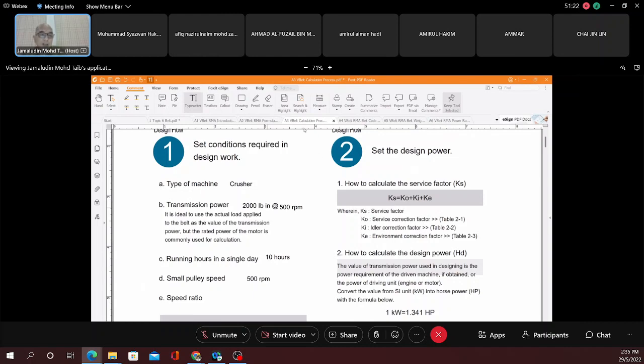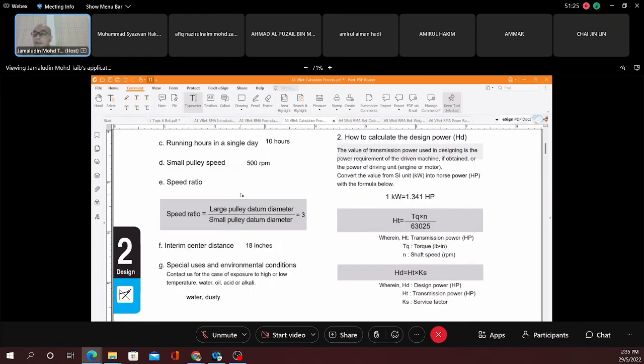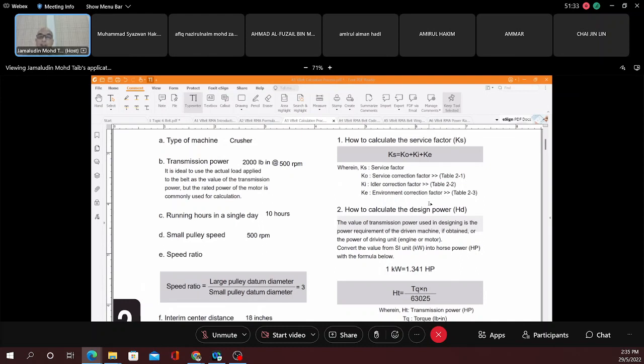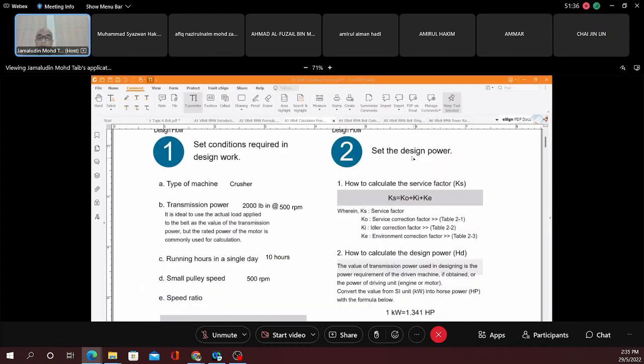What I'm going to do is just take the information from the question on the environment or whatever you have. Right now, next is step number 2, set the design power. How to calculate the service factor? First of all, Ks equals the service factor. K0 is the service correction factor, table 2.1. Ki is the idler correction factor, table 2.2. Ke is the environment correction factor.